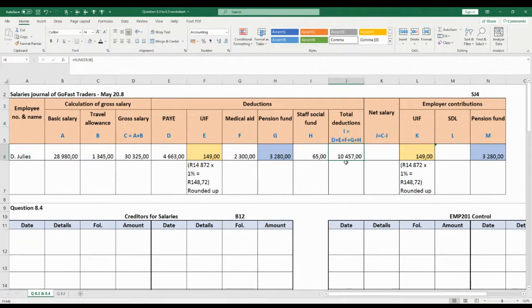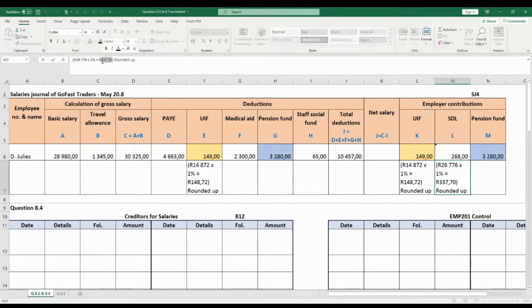Okay, so Refuel says it's that 26,776 multiplied with 1%, and that is correct. And we then just round it up. Oh, I see I made a typo here at the bottom. So we then round it up to 26,680. So that is the amount.